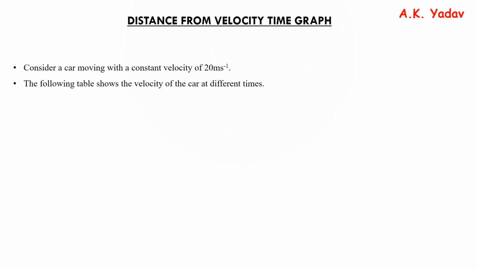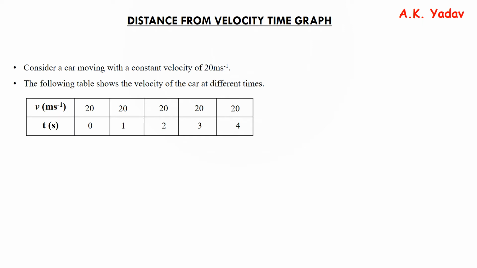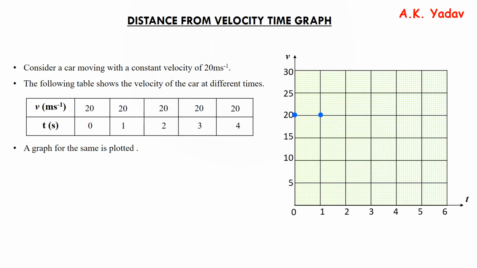Now, distance from velocity time graph. So consider a car moving with a constant velocity of 20 meter per second, and we have the velocity of the car at different times. As you can see that the velocity remains 20 itself. A graph is plotted for the same.